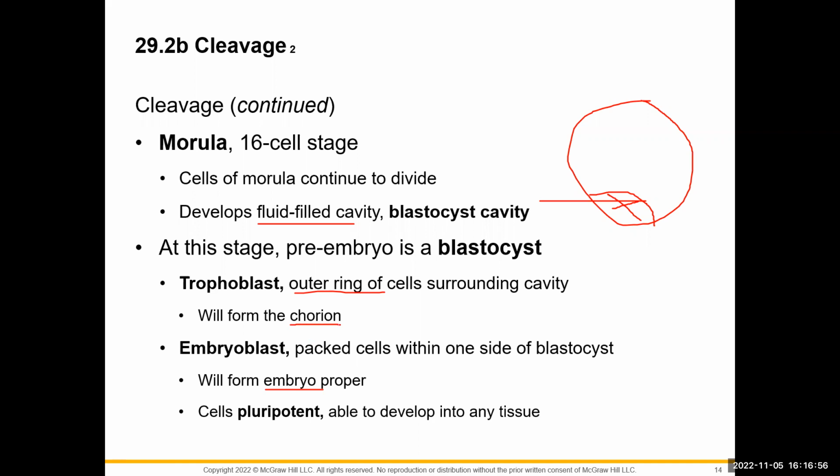The embryoblast is going to be the embryo proper, and the cool part is that all of the cells found in the embryoblast, this little clump off to the side, are pluripotent cells, which means they can develop into any type of tissue in your body. They can develop into epithelial cells, connective tissue, muscle or nervous tissue. So those are what we refer to as pluripotent cells.